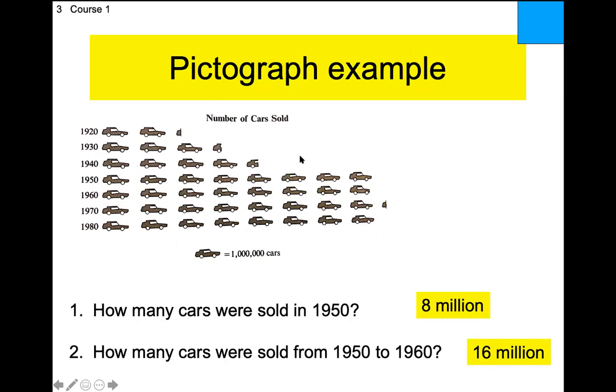A full car is pretty obvious. A half a car would be, well, you can kind of see that in 1940, that's got to be a half. And 1930, that one's a little bit less than a half. So maybe a third. And then lastly, just the trunk, maybe about a quarter. All right, any questions on pictographs? That's it for pictographs.